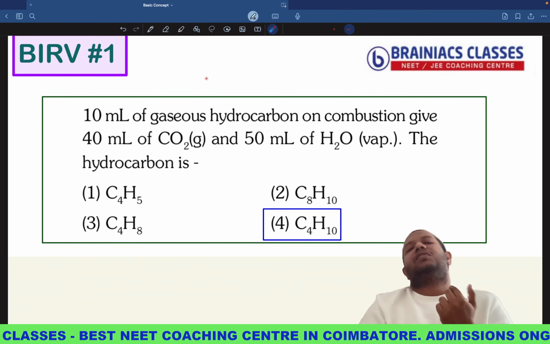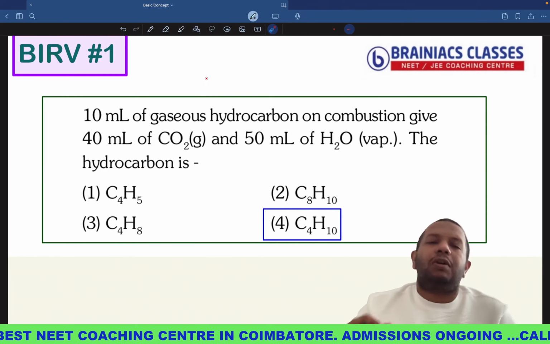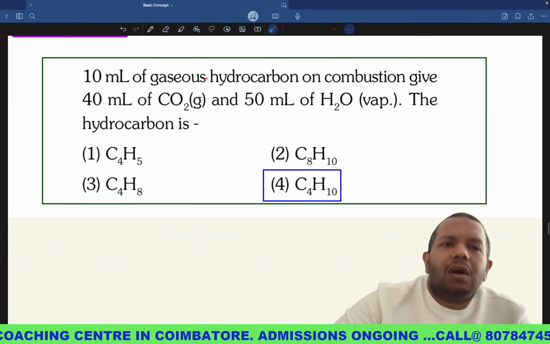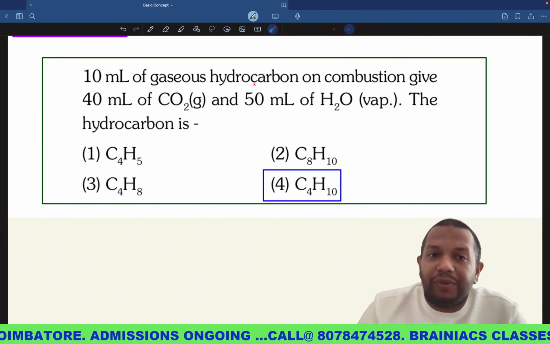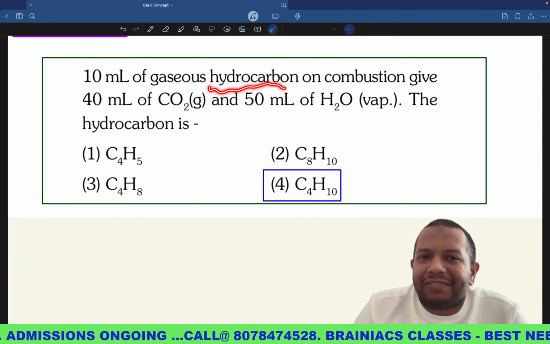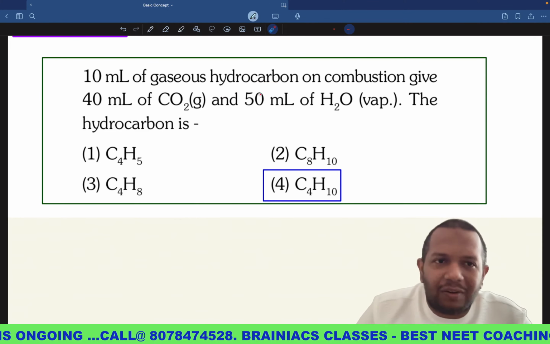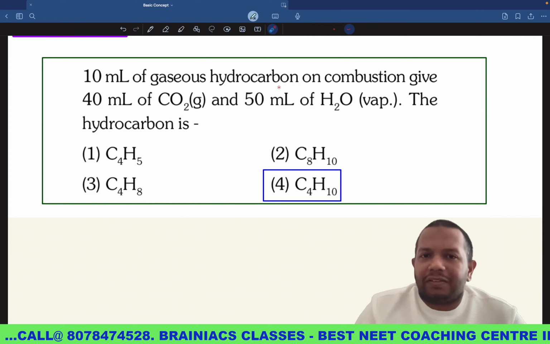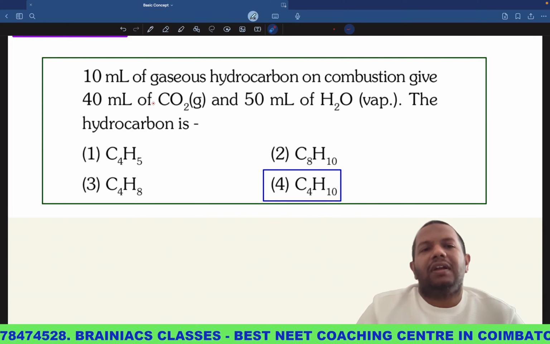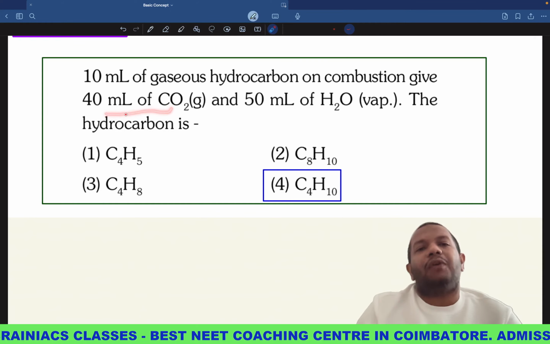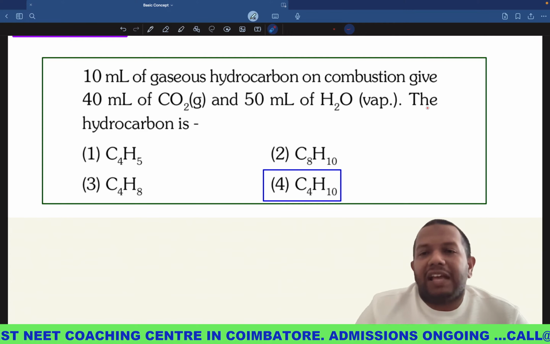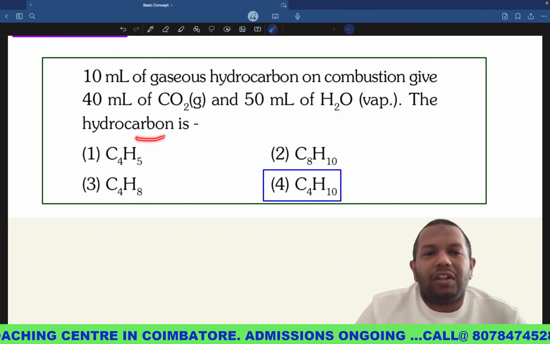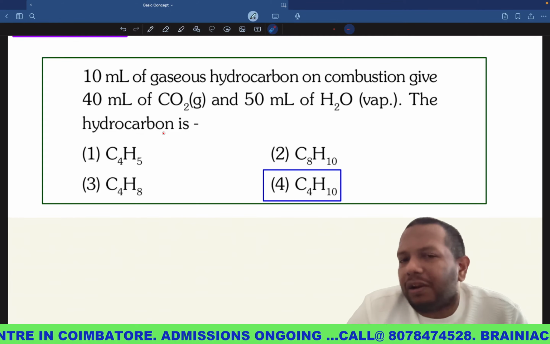Okay, so let's start this question. It is a very important question. We have the question: 10 ml of a gaseous hydrocarbon. We don't know what this hydrocarbon is, which makes the question a little interesting. 10 ml of gaseous hydrocarbon on combustion gives 40 ml of carbon dioxide and 50 ml of water. They are asking you to identify which hydrocarbon this is.